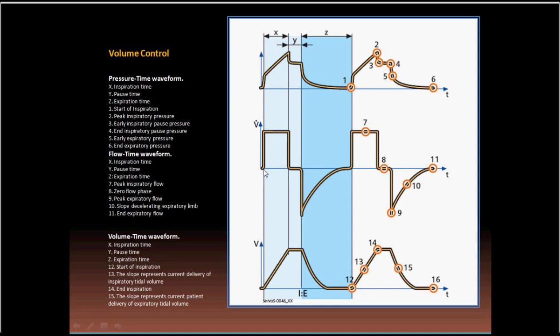Look at the flow. The flow is a fixed flow. This is a constant flow. Say you said that the flow is 60 liters per minute, so it goes rapidly to 60 and is maintained at 60 liters per minute. This is the maintenance. And after the delivery of the tidal volume, no more flow. So the flow is stopped.